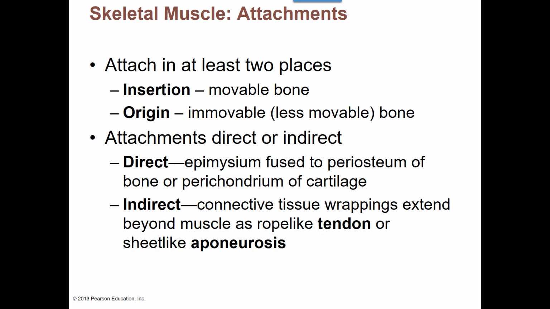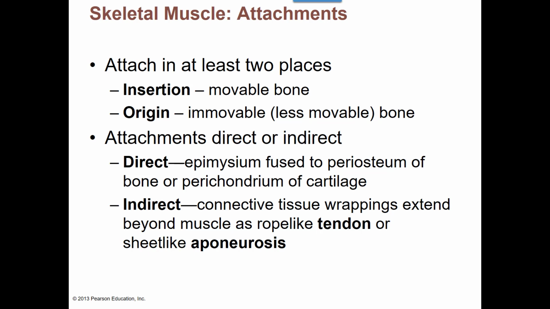The attachments we also are going to call either direct attachments or indirect attachments. A direct attachment means that the epimysium, the outer covering of the muscle, is going to be fused right to the bone, right to the outer periosteum of the bone tissue itself, or depending where it attaches, it could be attached to the outer part of the cartilage, the perichondrium.